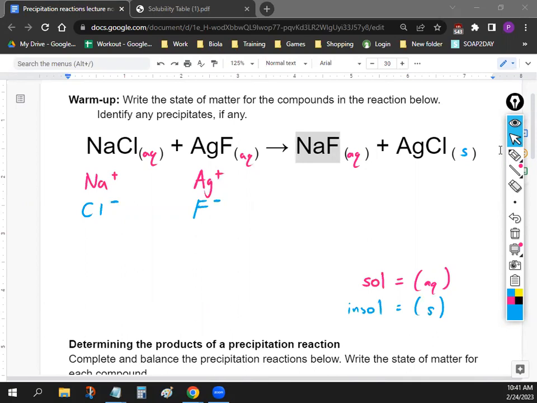Okay, so that's what we've been doing. Oh, and then last thing, identify the precipitate. Precipitate is the solid that forms. So anything that has S next to it. So this chemical right here is the precipitate. Okay, so if you want to jot that down. Sorry about that. Totally forgot that question.